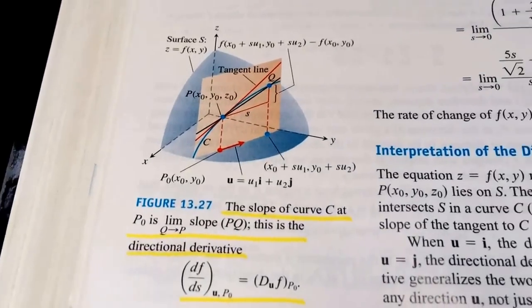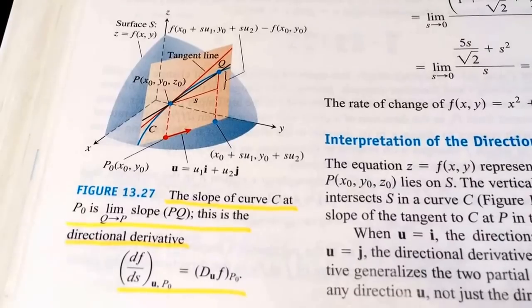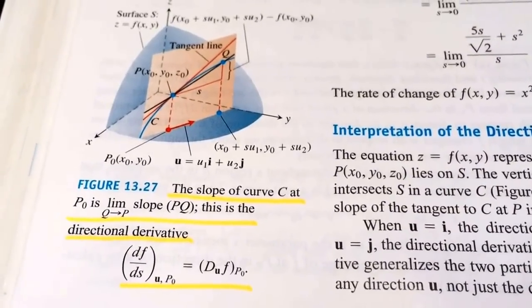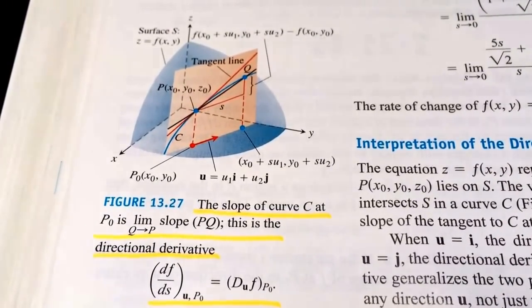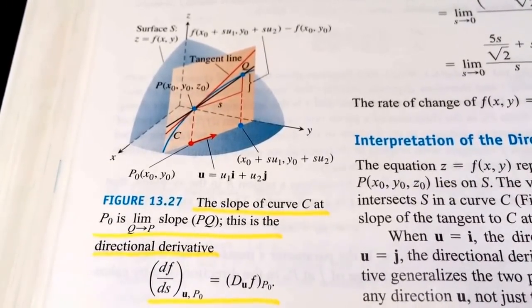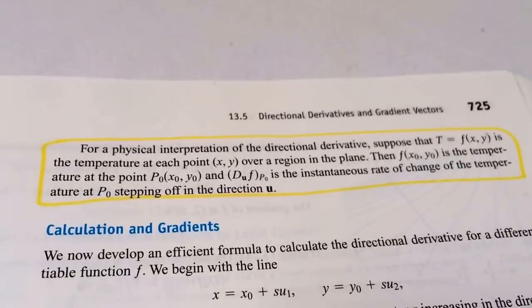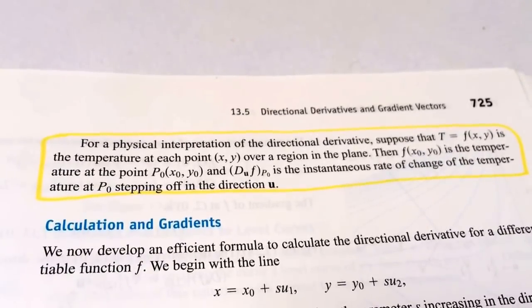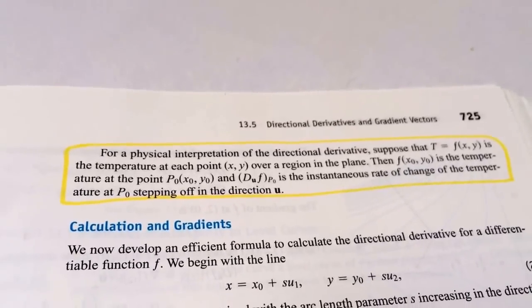So they talk down here at the bottom of the page, and I have a good picture with it, that the slope of a curve at some point p naught is just the directional derivative. And so the directional derivative is, again, the derivative, and one of the representations of derivatives is slopes of the tangent line or slopes of the curve. Okay, I'll let you read this later on your own, but on page 725 at the top, they give you a physical interpretation, kind of how you can think about where you would use directional derivatives. That's again at the top of page 725.